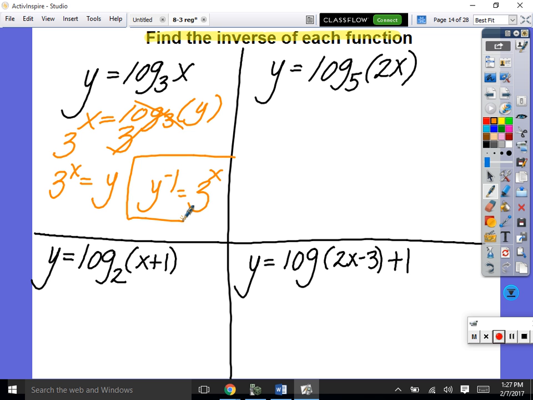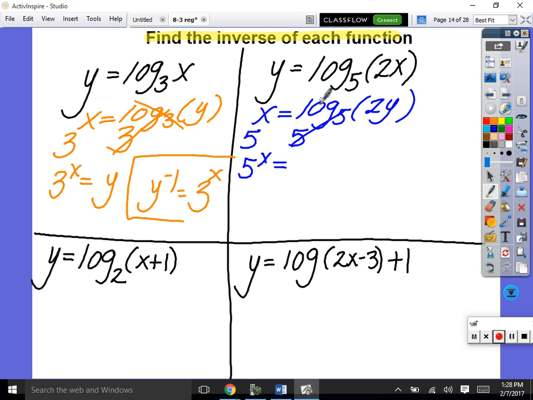Okay, let's do another one where a little bit more algebra is involved. Everybody watching so that you know what would be expected. So we would switch x and y. x is equal to log base 5 of 2y. Now would I divide by 2 right here? No, it's trapped inside the log. So don't we need to first undo the log? Base 5 both sides. 5 to the x power equals 2y. Next step, divide by 2.